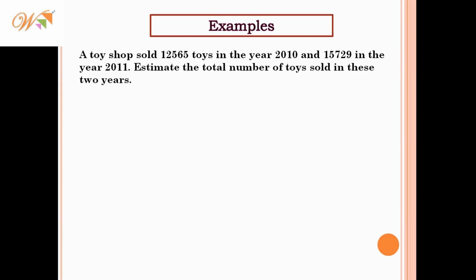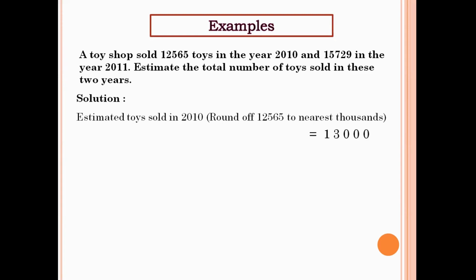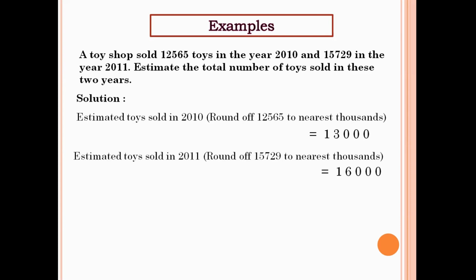So, estimated toys sold in 2010. So, it's 12,565. So, I will round off 12,565 to the nearest thousands, so we are rounding off 12,565. So, 2 will become 3, the rest will become 0. So, this is 13,000. And the other one, 15,729 will become 16,000. Remember, when you are rounding off, you look at the digit on the right.